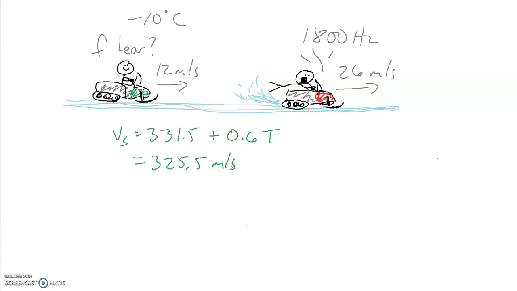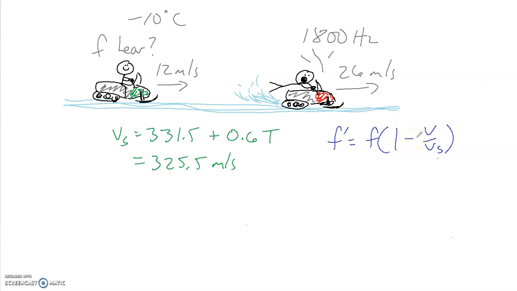So now let's find the frequency. Frequency prime, and that's what I'm looking for, is frequency 1 V over Vs. All right, there we go. So first of all, add or subtract. Well, are they getting closer together or farther apart? The guy in the back's only going 12. The guy in front's going 26. So they're getting farther apart. So he's going to hear a lower frequency, so I am going to subtract that.